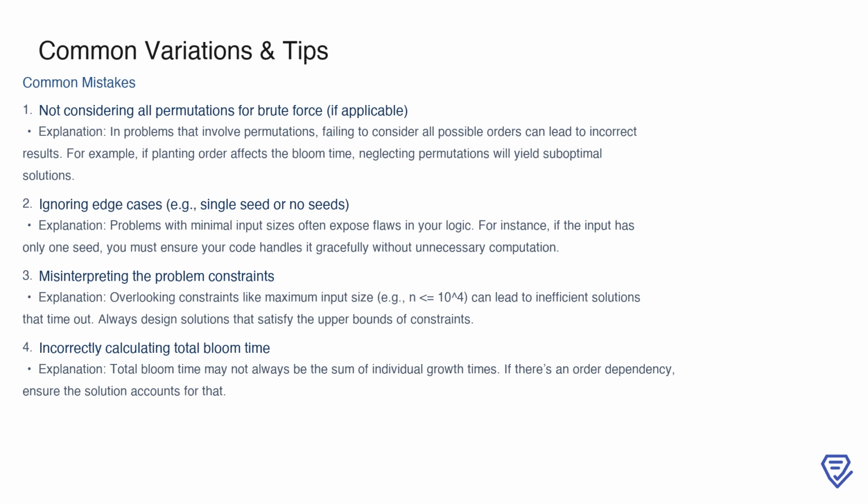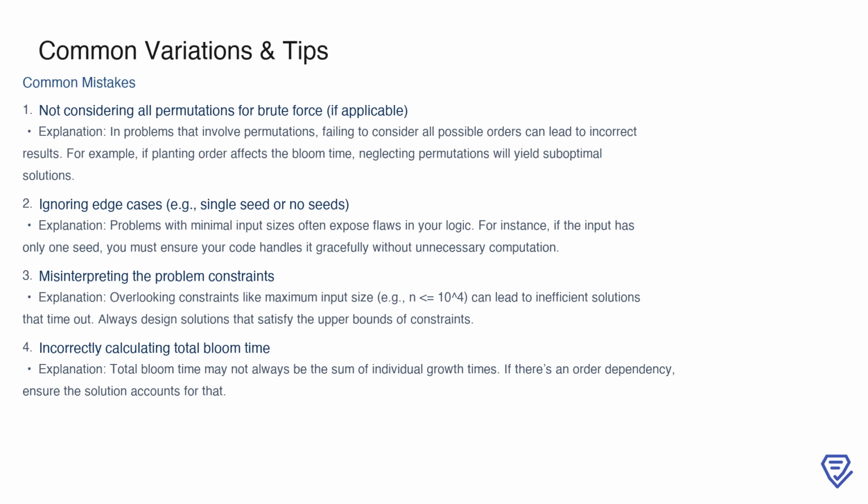Misinterpreting the problem constraints is another pitfall. For example, overlooking the maximum input size, like n being less than or equal to 10 to the power of 4, can lead to inefficient solutions that time out. Always ensure your algorithm meets the upper bounds specified.